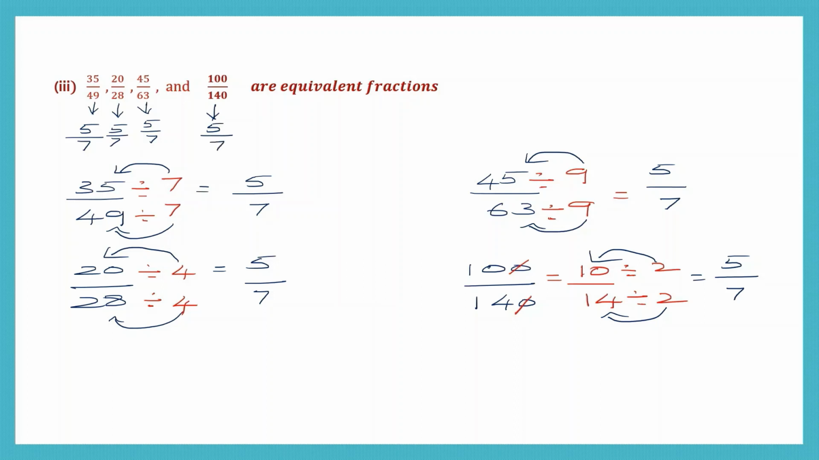So as you can see, all these fractions have been reduced to 5 by 7. That means though they are of different numbers, their value is the same. So what does this statement say? That all these fractions are equivalent fractions. That means this statement is true. So let's write that down. The statement is true.